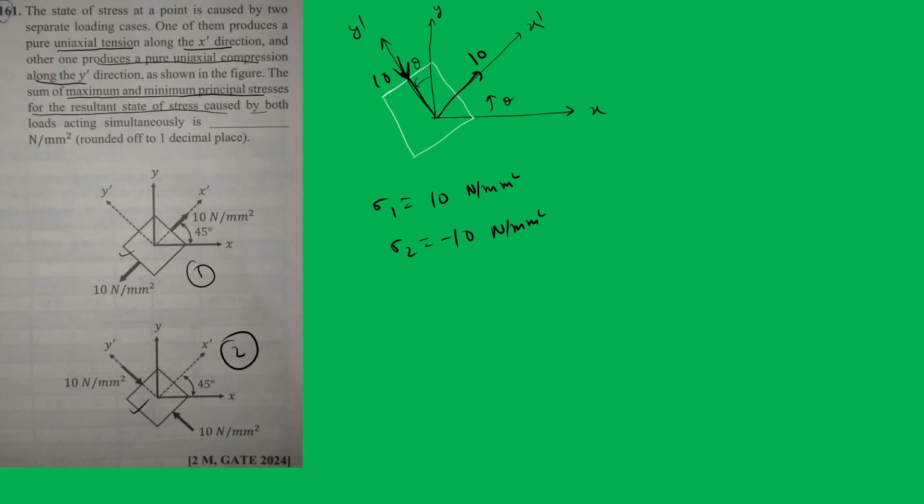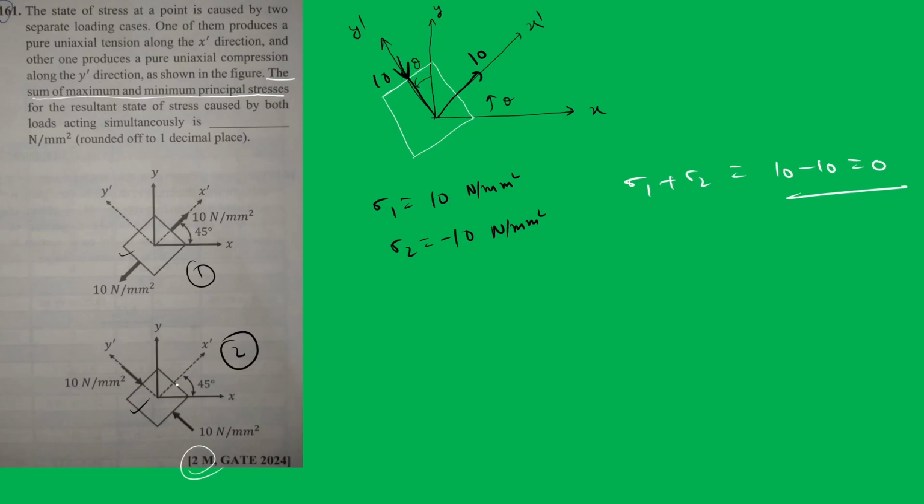They are asking for the sum of maximum and minimum principal stresses, so I will underline only this. What would that be? Sigma 1 plus sigma 2, which is 10 minus 10, and that is 0. Very simple, and they are asking it for 2 marks.